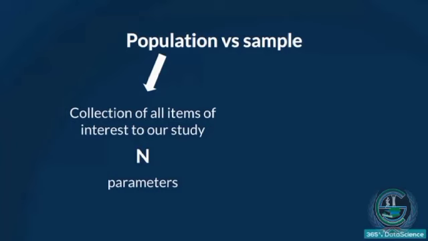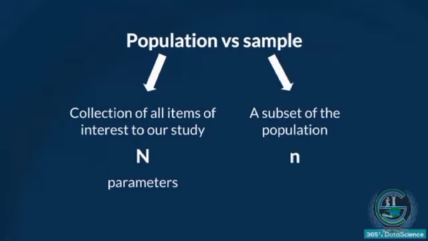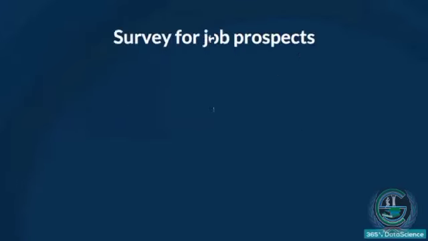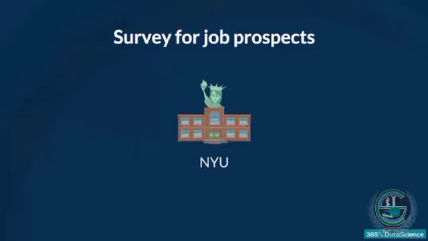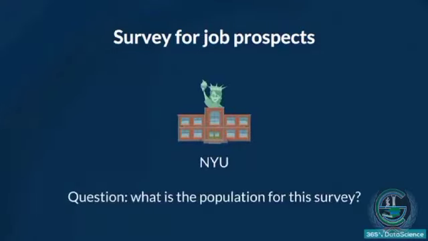A sample is a subset of the population and is denoted with a lowercase n, and the numbers we've obtained when working with a sample are called statistics. Now you know why the field we are studying is called statistics. Let's say we want to make a survey of the job prospects of the students studying in the New York University. What is the population?